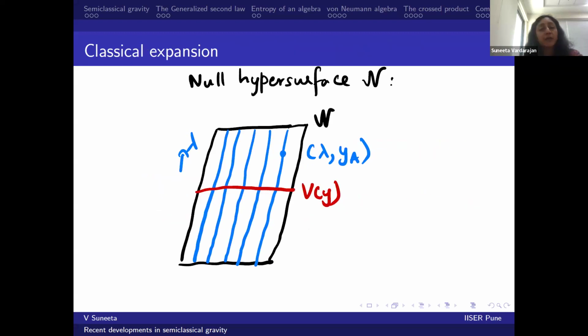Before I go to the conjecture, let me recall some basic results from classical gravity. We have not yet gone to quantum fields. We're talking about classical gravity and classical matter. Now here is a cartoon sketch of a null hypersurface. We get null hypersurfaces all the time in classical gravity.